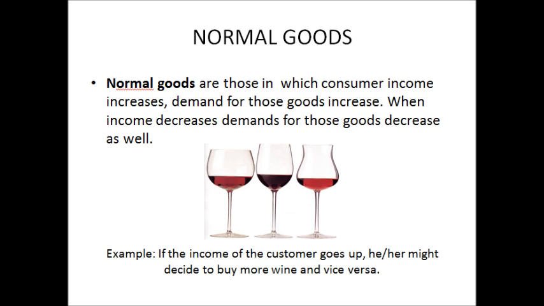Normal goods are all those goods for which when income increases, demand increases, and decreases when income decreases, but price remains the same. For example, if the income of the customer goes up, he or she might decide to buy more wine and vice versa.